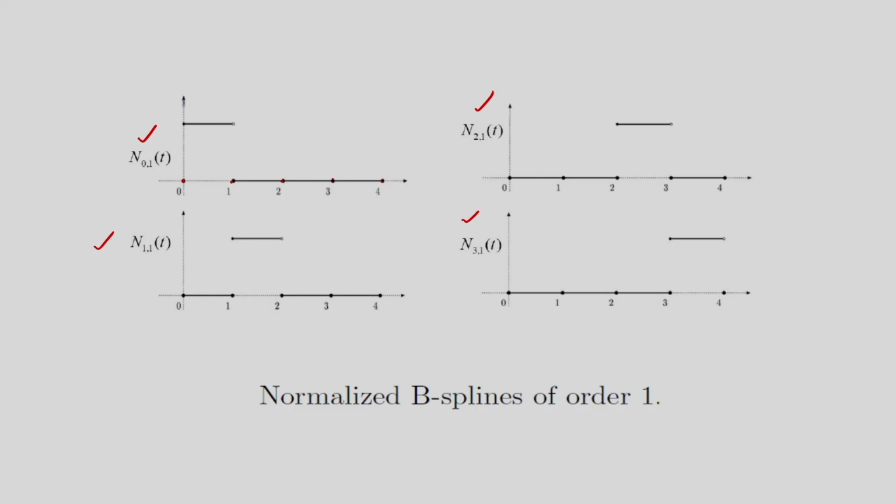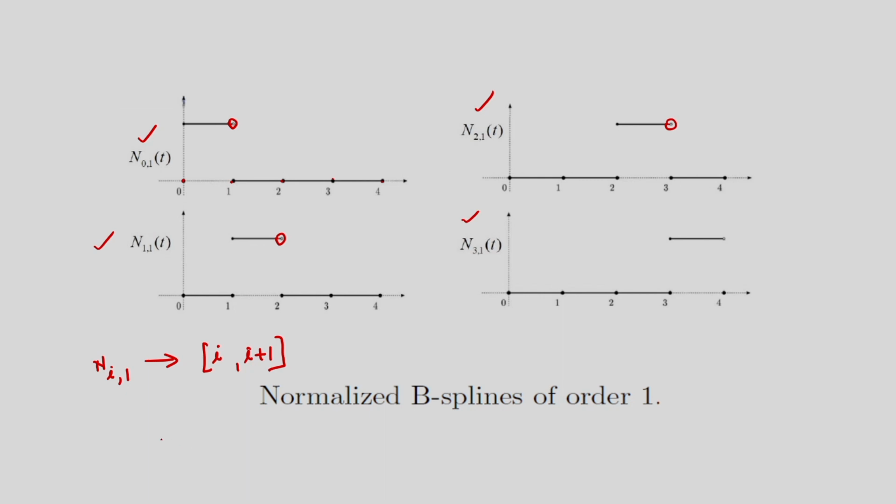The circle at the end of the line indicates that the function value is 0 at that point. So in this case you can see a circle here, at the end of the line, that indicates that the function value is 0 at that point. And in this case all these functions have support in a particular interval. Support means the region where the curve is non-zero. For example, suppose I consider Ni1, the B-spline of order 1, it has a support on I to I plus 1.